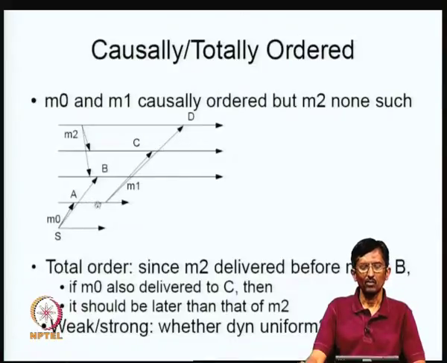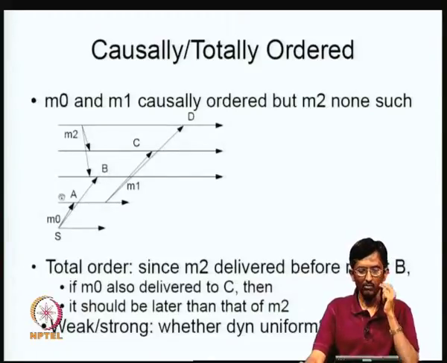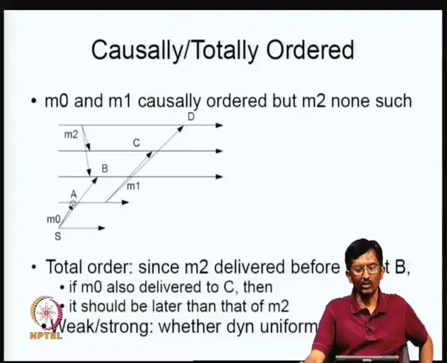So, what we want to ensure is that if you look at M1, the deliveries of C and D should be causally ordered with respect to the deliveries of A and B. For example, here you notice that A is followed by this, therefore C should definitely be later than A, and D should definitely be later than A. If there is a system which does not guarantee this, then they are not causally related.